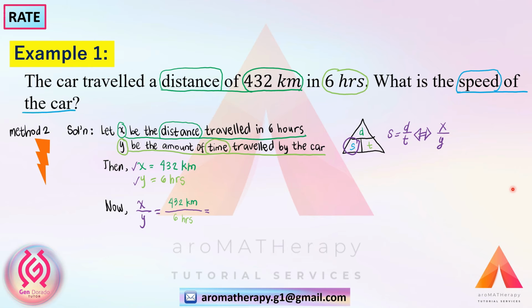Okay, let's divide 432 by 6. So, na-divide na natin yan kanina. Divide tayo ulit. So here, 72 is our rate. This is our rate. Please copy. And we can write 72. I-copy si kilometer. Tapos over hours.